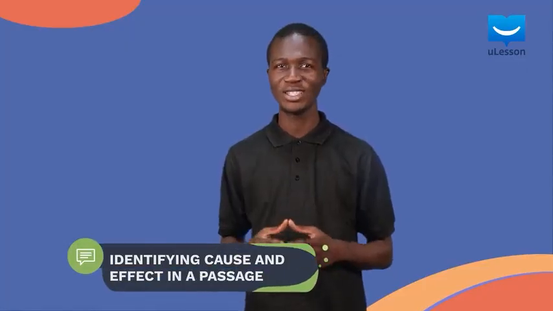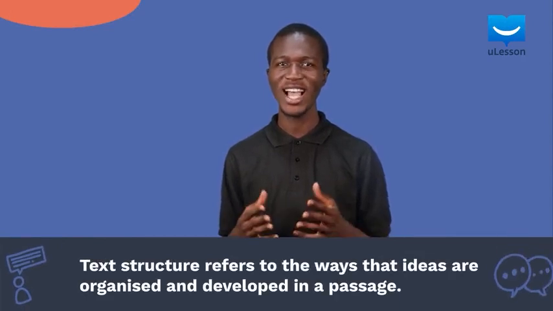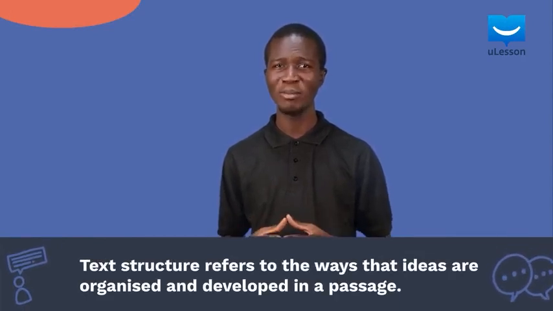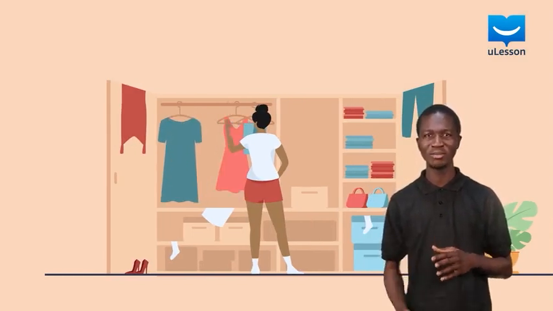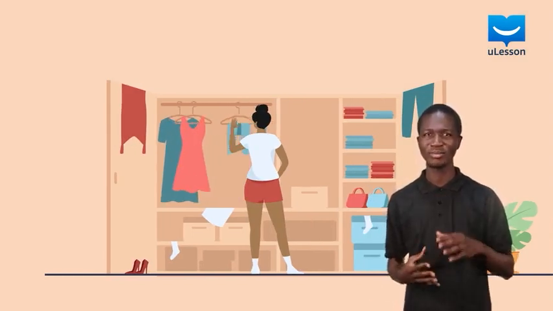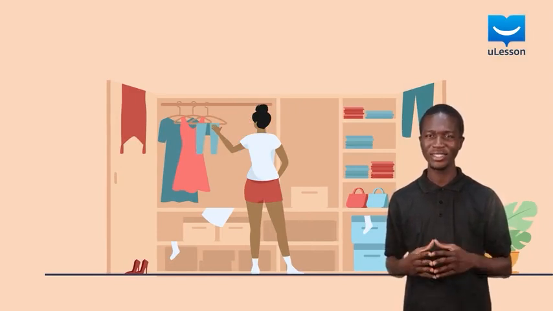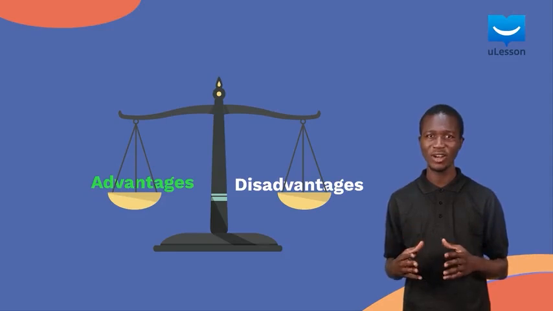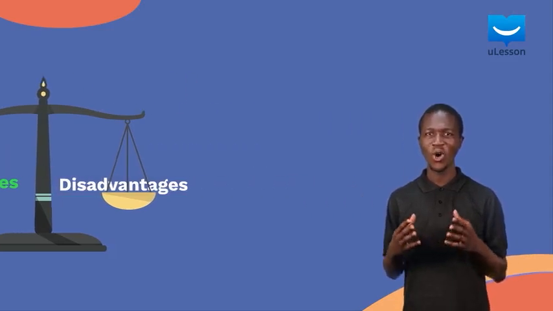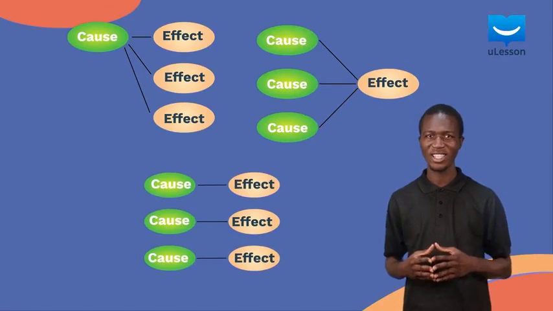As we have discussed in a previous lesson, text structure refers to the ways that ideas are organized and developed in a passage. If you wanted to organize your wardrobe, you might have your denim pieces at the bottom and your t-shirts at the top. In the same way, writers sometimes discuss advantages of something in one paragraph and the disadvantages in another. They can also talk about effects first and then causes later in the text.